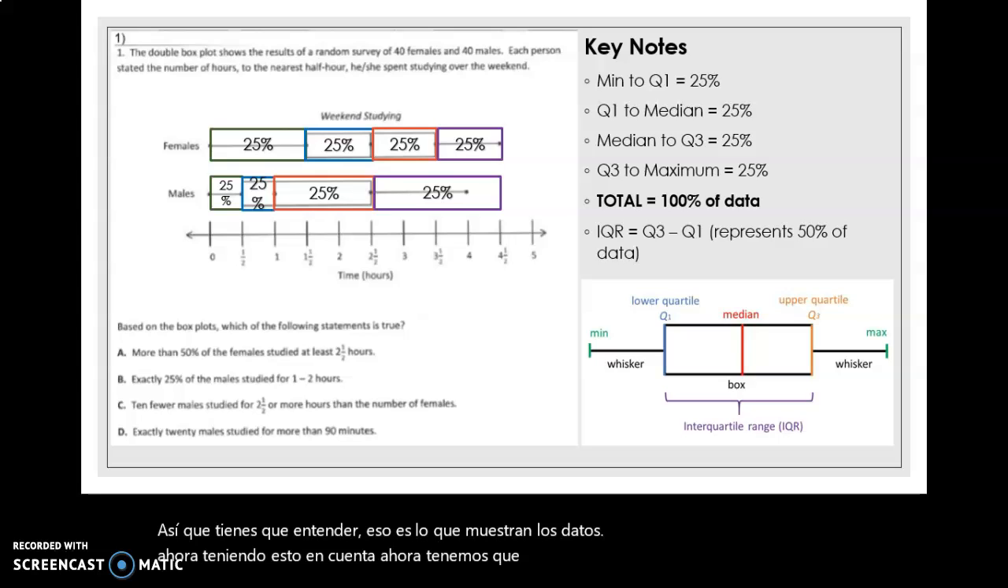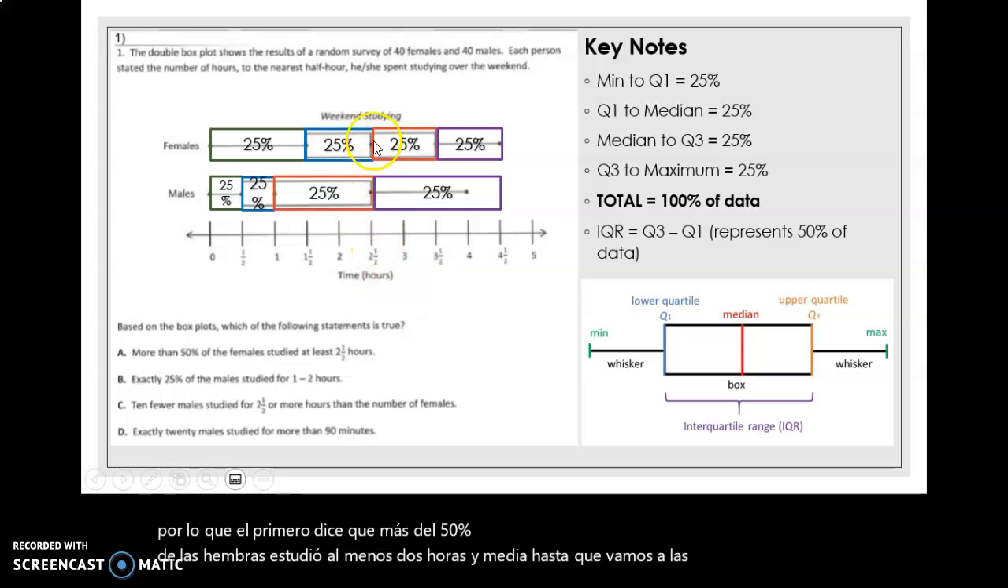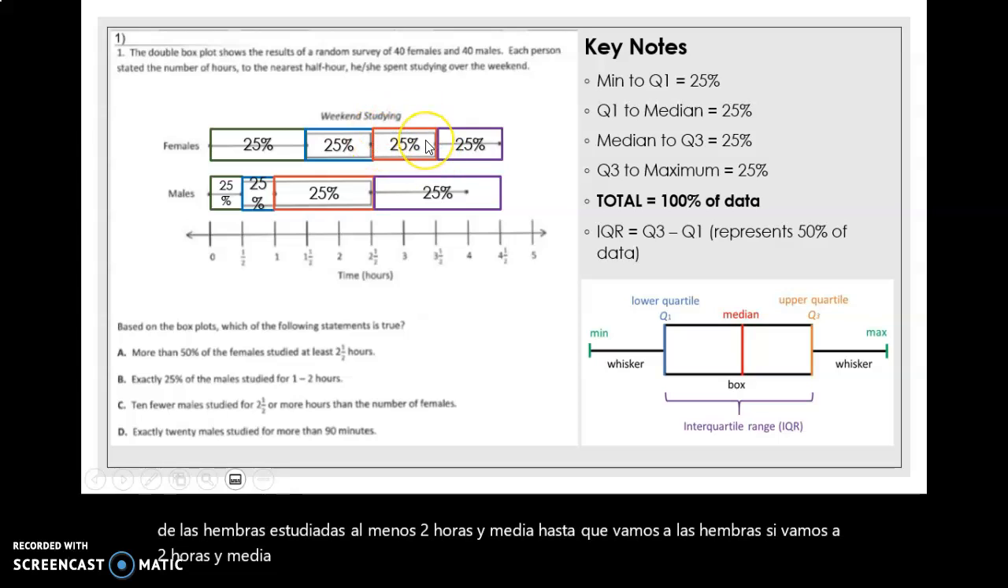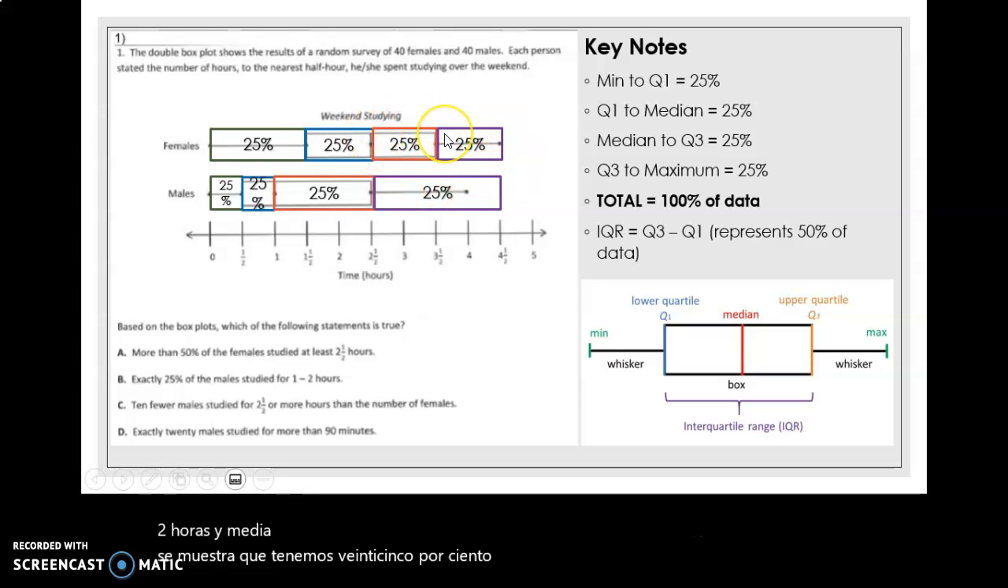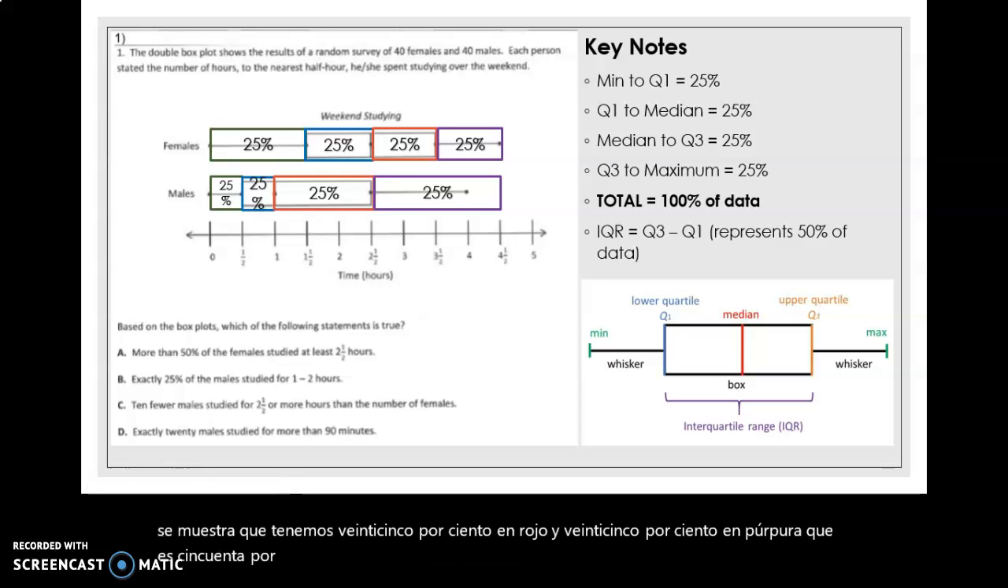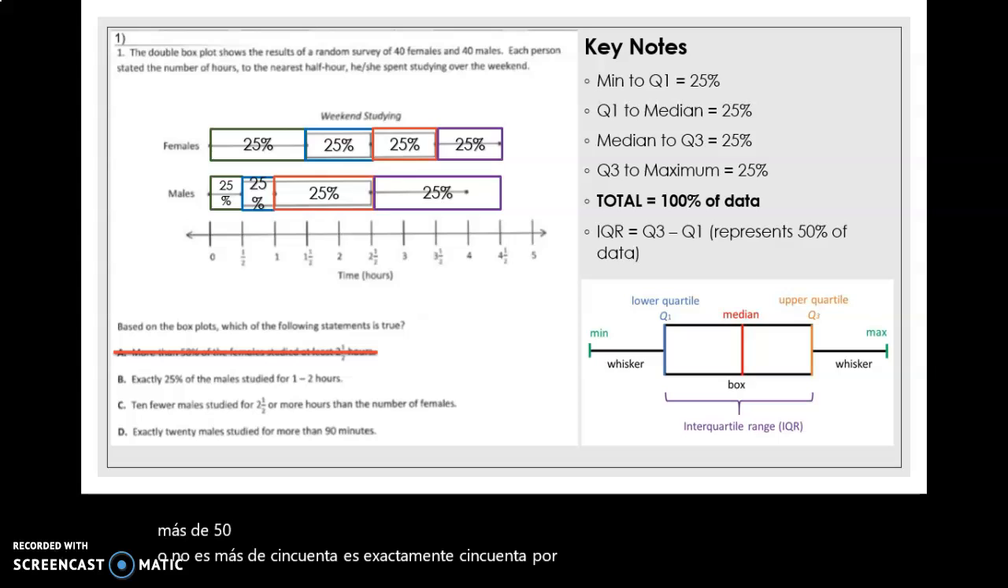The first one says that more than 50% of the females studied at least 2.5 hours. If we go to females, if we go to 2.5 hours, it shows us that we have 25% in red and 25% in purple. That's 50%. But the answer choice says more than 50. Well, it's not more than 50. It's exactly 50. So there's no way A can be the answer. Let's go to B.